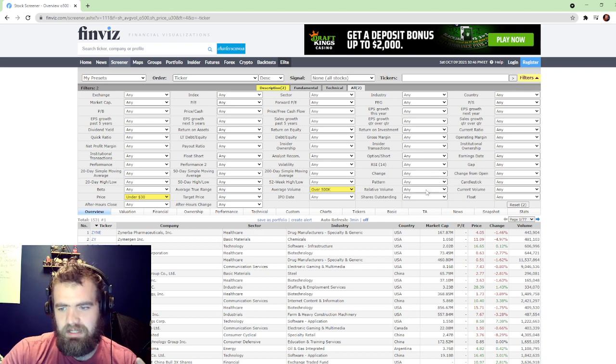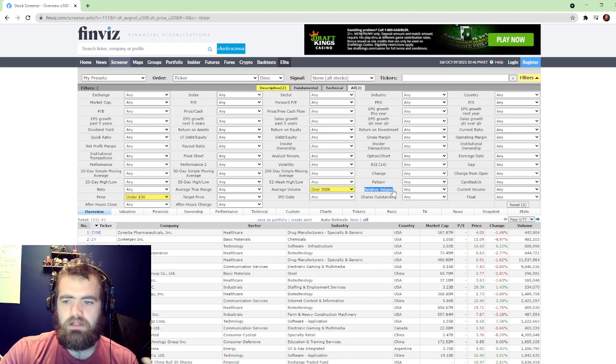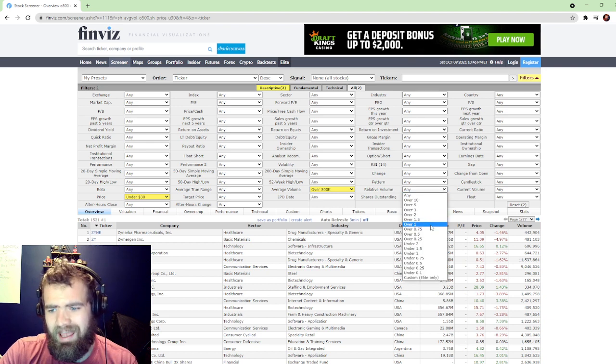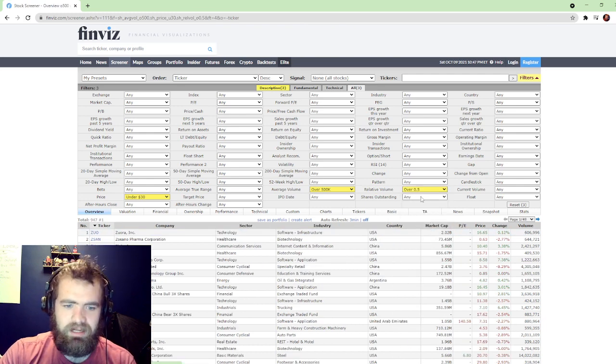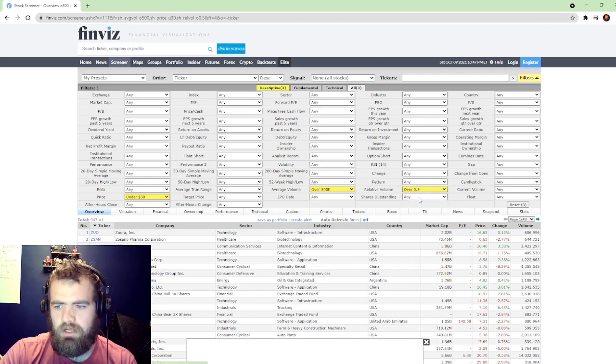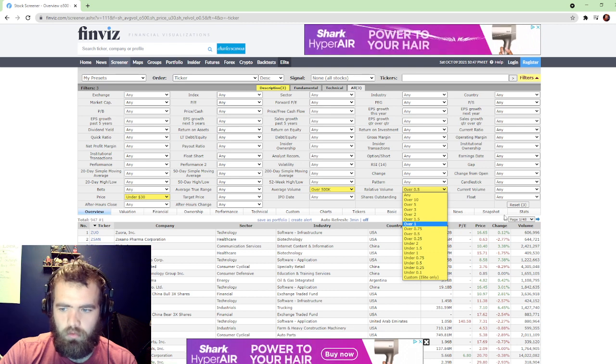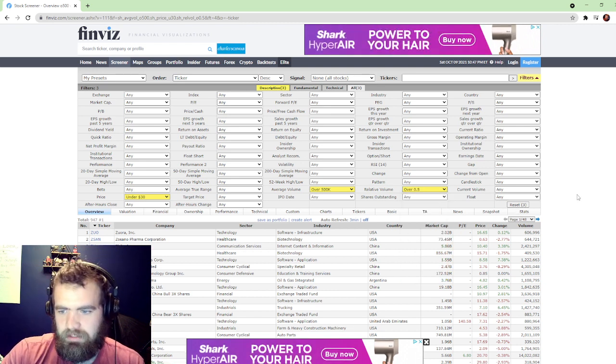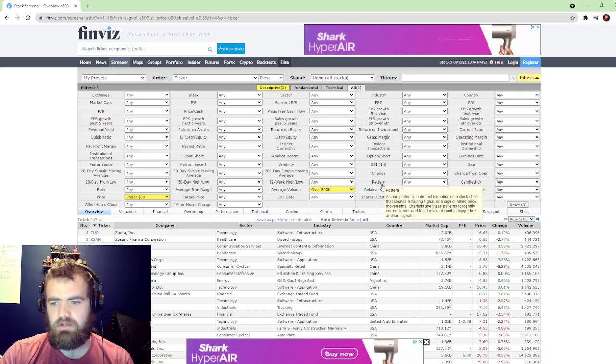Okay, the next thing is I like to go to relative volume right here. Relative volume is pretty much just the overall demand for the stock. I like to go really anything over 0.5 is good. So we'll leave it like that, and we can always filter like over 0.75 or 1 or anything like that. Then this is by far the most important filter.